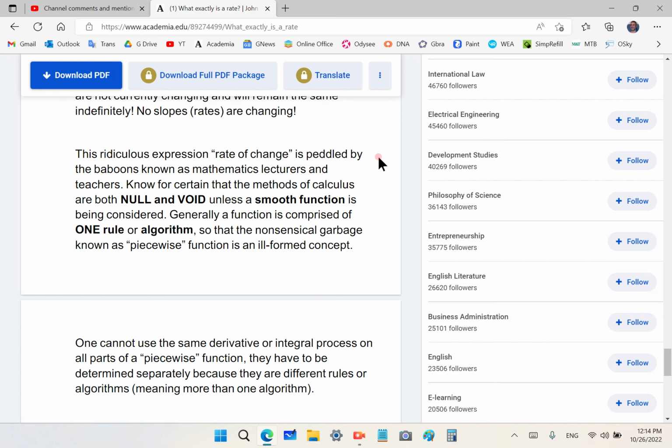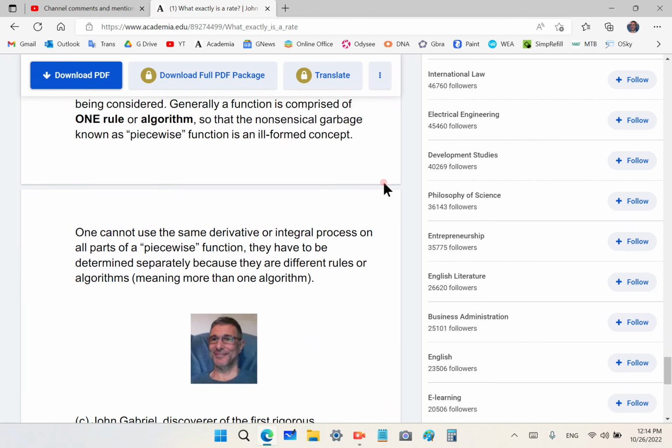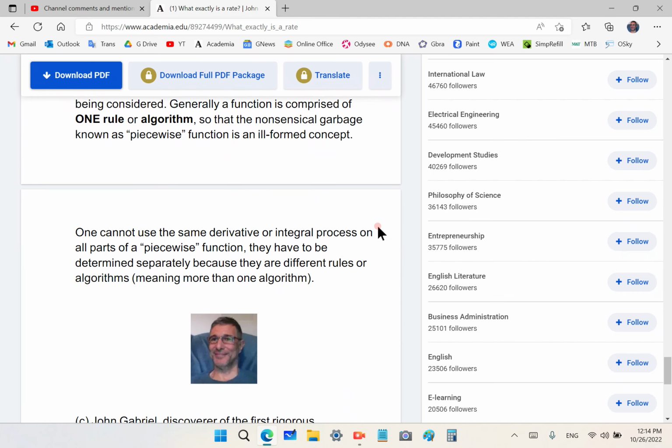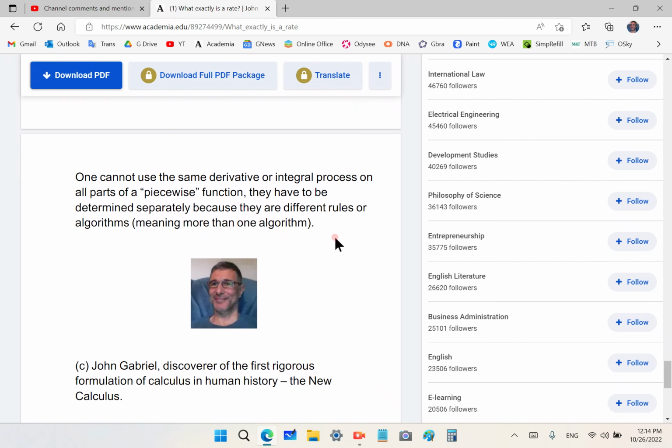So know for certain that the methods of calculus are both null and void unless a smooth function is being considered. And generally, a function is comprised of one rule or algorithm, so that the nonsensical garbage known as piecewise function is an ill-formed concept. I mean, you cannot use the same derivative or integral process on all parts of a piecewise function, because they have to be determined separately. Okay, in other words, one rule or one algorithm at a time.